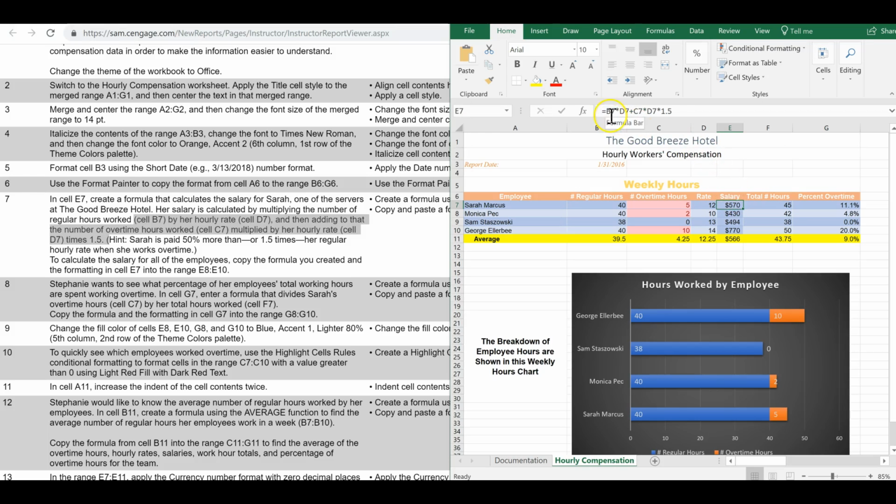But you have a formula. So it's the regular hours times the rate plus the overtime hours times the rate times time and a half, because you get more pay for working overtime. And then you would need to fill that down.